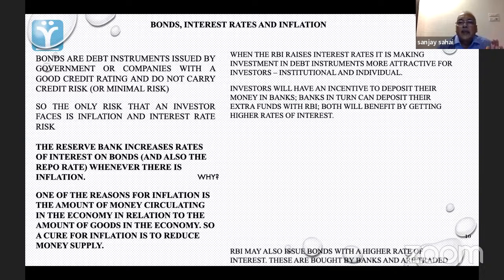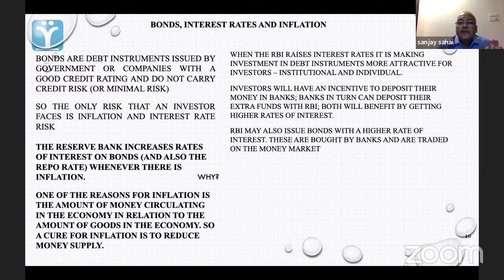Now, if you have understood this, then we just have to come to the next step. The next step is, RBI may issue bonds with a higher rate of interest. These are bought by banks and are traded on the money market. Money market क्या है? Money market is a wholesale market. It is a market where people can, banks especially, and public sector units, only institutions can function in this market.